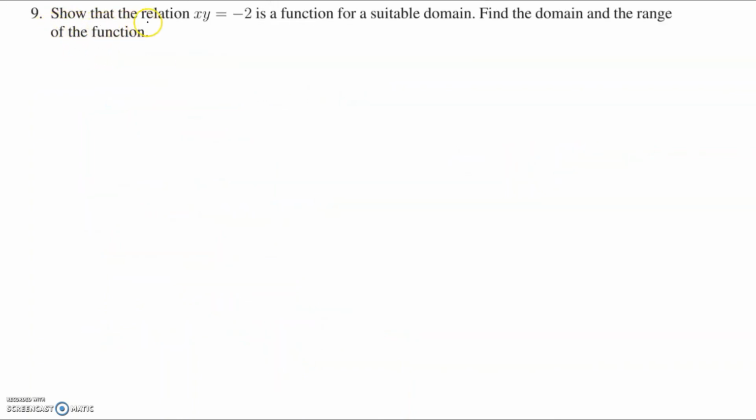Question number 9. Show that the relation xy is equal to minus 2 is a function for a suitable domain. Find the domain and range of the function. So given to us xy is equal to minus 2. So we can rewrite this as y is equal to minus 2 over x. And this is a function. Okay, so if this is our function, then let's find the domain.